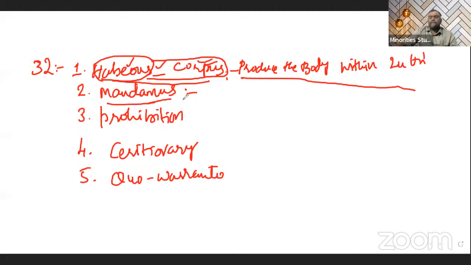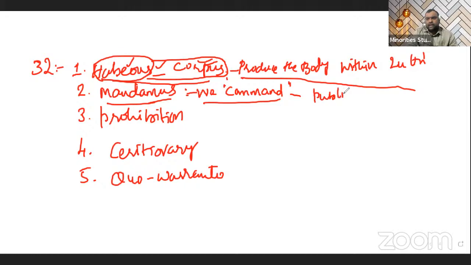The second one is mandamus. So what is the meaning of mandamus? Mandamus means we command. We command means we order. I'm ordering you. So listen to this term, mandamus: we command.